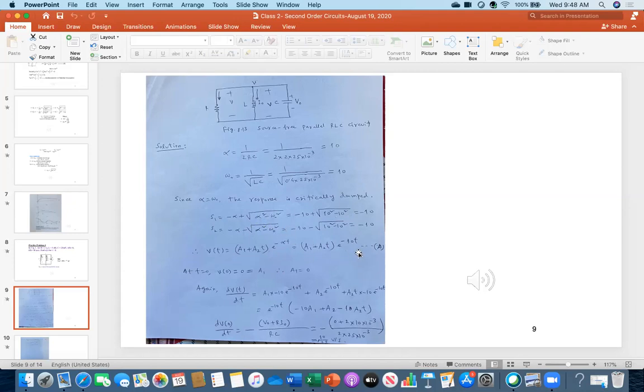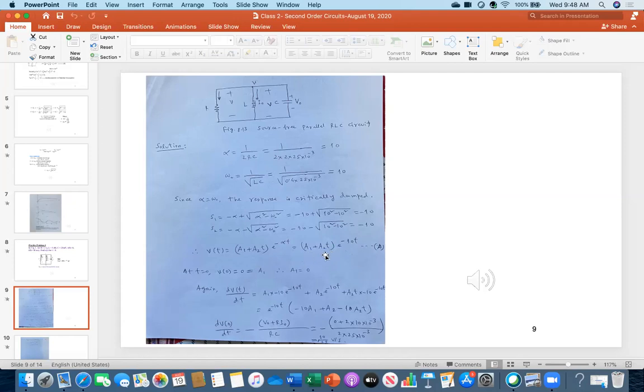Okay. Now, everybody concentrate on equation number A. So this is my equation. But then there are two constants, A1 and A2. The alpha value is fine. You see, e to the power minus alpha t. Alpha you are getting here. Already we calculated it. So you see, already I put minus 10t. But the question is how to get A1 and A2.